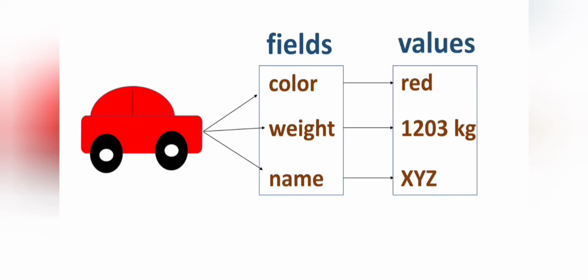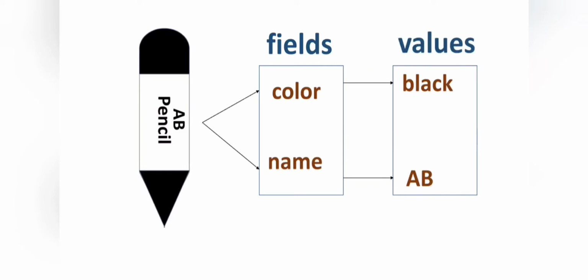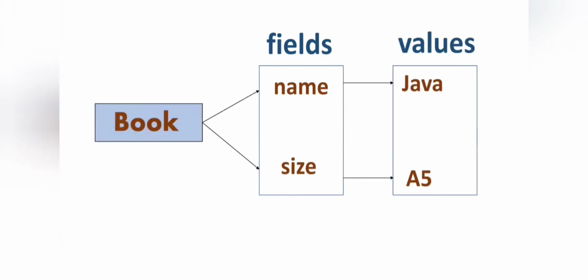Okay, some more examples: pencil. The color of pencil and the name of pencil are the fields of pencil. Okay, and black and AB are the values of fields of pencil. One more example is book. The name of book and size of book are the fields of book. Okay, and Java and A5 are the values of fields of book. So basically each object has its own fields and values.